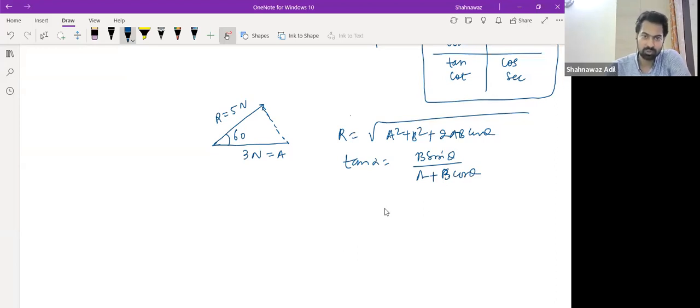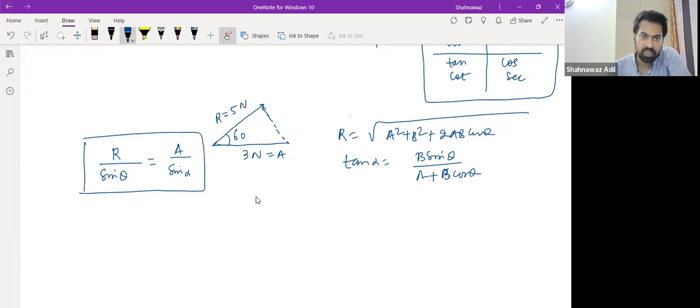But what do we know? We know that R by sin theta is equal to A by sin alpha. Right, guys? So we can use this Lami's theorem to simply calculate the angle between A and B. But sir, we do not have the alpha value, right? How can we calculate this alpha?